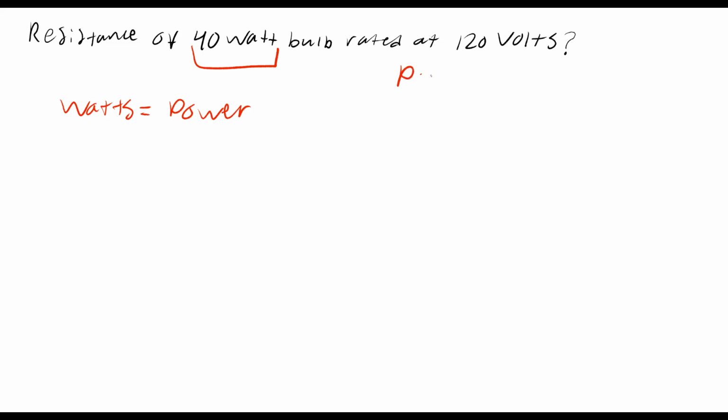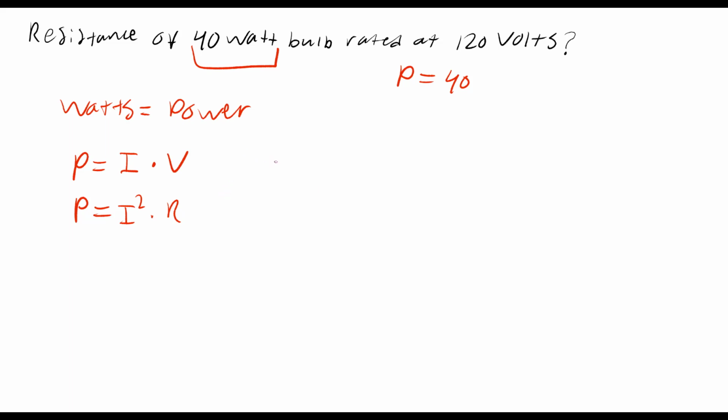So P is equal to 40. Whenever you're thinking about power, these equations should be popping up in your head. P is equal to the amps times the voltage. This is what we're going to mainly use for this problem, but if you want the other equations, it's P is equal to I squared times R, and we can derive the other one.